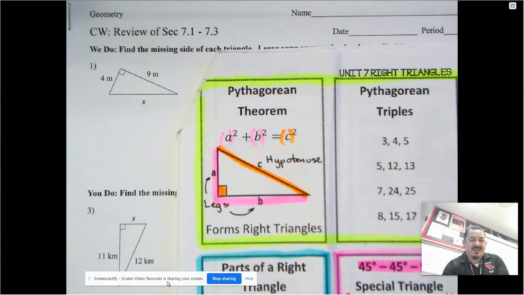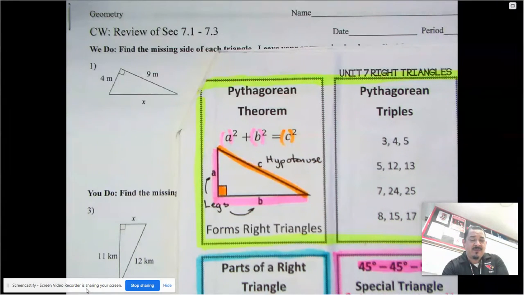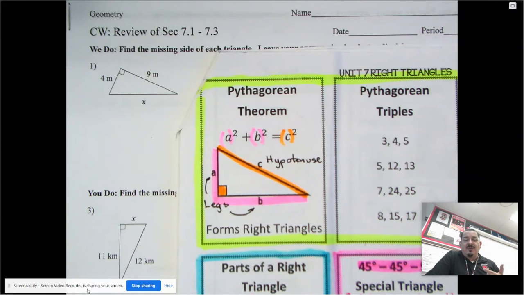All right, so for today, we are basically doing a review of the last three sections that we've had for unit number 7. So there's three topics that we're going to talk about. We're going to talk about the Pythagorean theorem, the special right triangles, the 30, 60, 90, and the 45, 45. And of course, we're going to be talking about our friend SohCahToa.